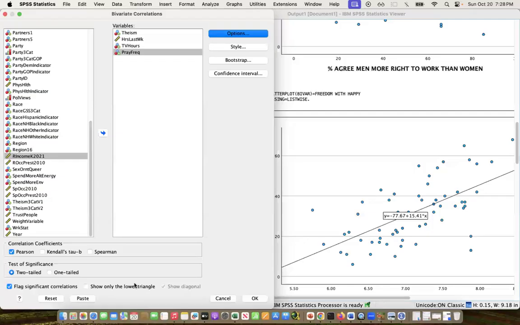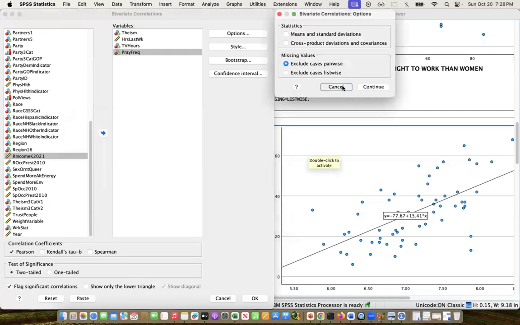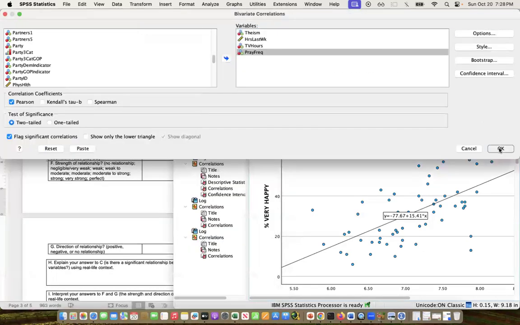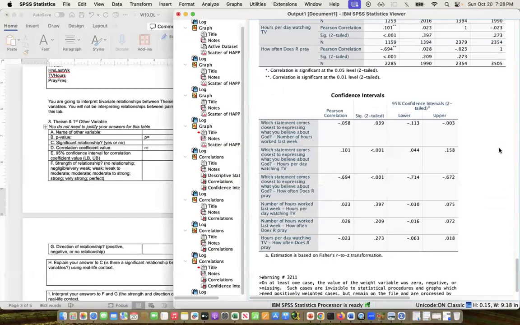Show only the lower triangle. You'll see that these all have duplicates, so you can have only half of it show up if you want, but I'm not worried about that. So let's click OK. All right.